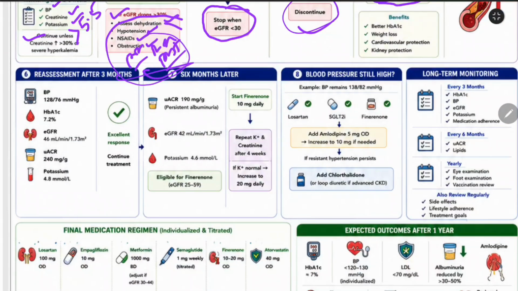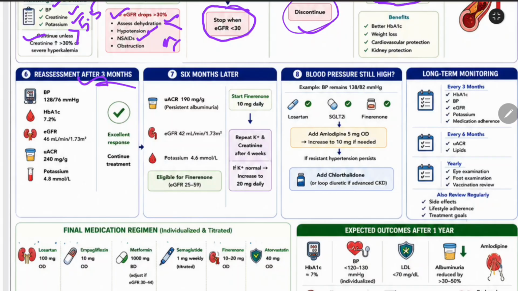Now the follow-up visit. What is there in the follow-up? You should follow up after 3 months. But when you are starting ACE inhibitors and SGLT2 inhibitors, you should follow up after 1 month, and you should check creatinine, SBP, and eGFR. That you should monitor.